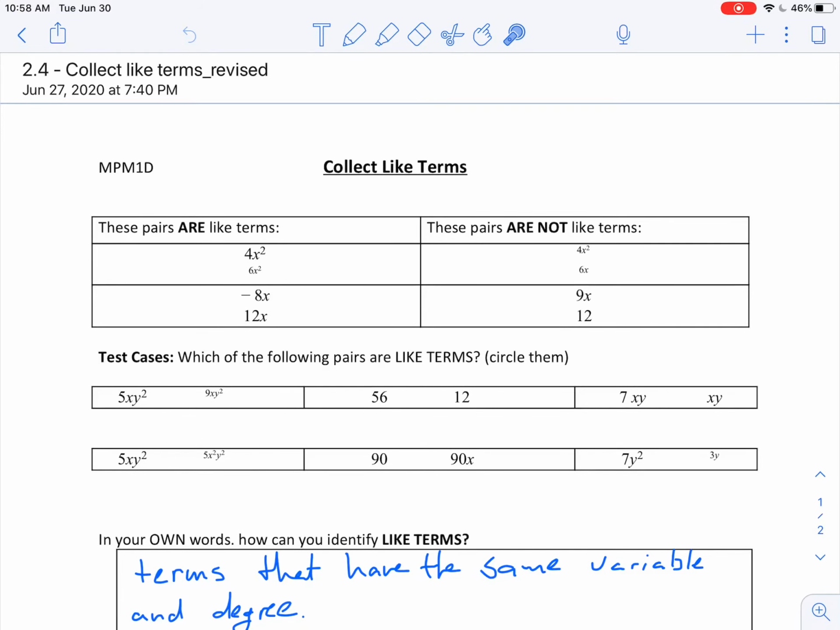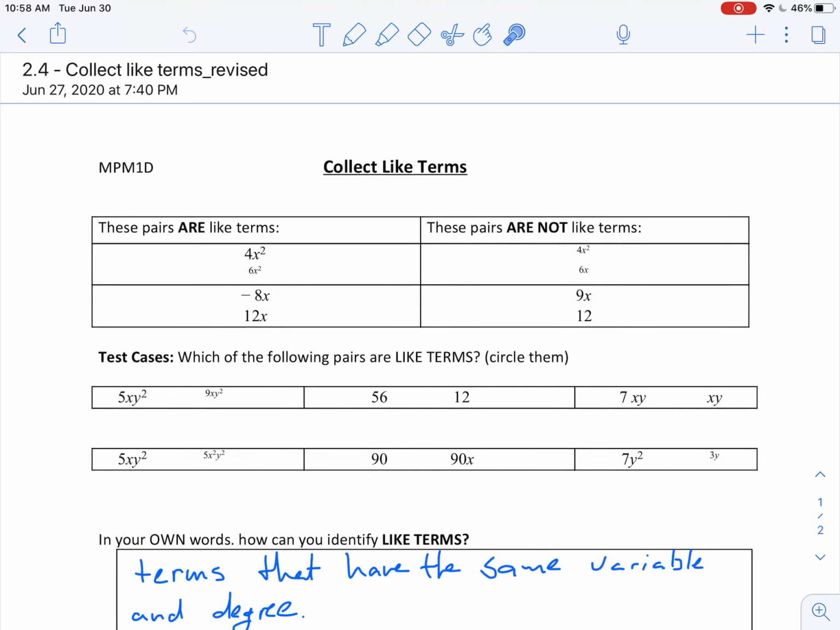Let's talk about what it means to collect like terms. So we have some examples here. We have pairs that are like terms. So we have 4x squared and 6x squared. Another example of terms that are like are negative 8x and 12x.